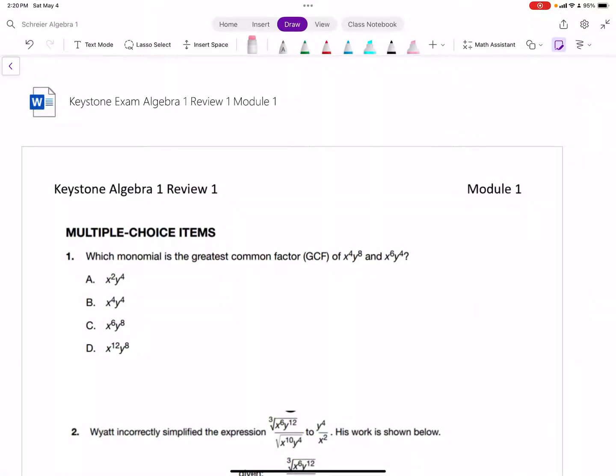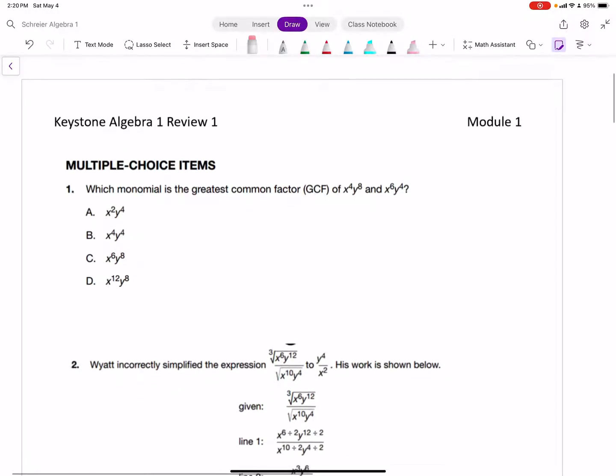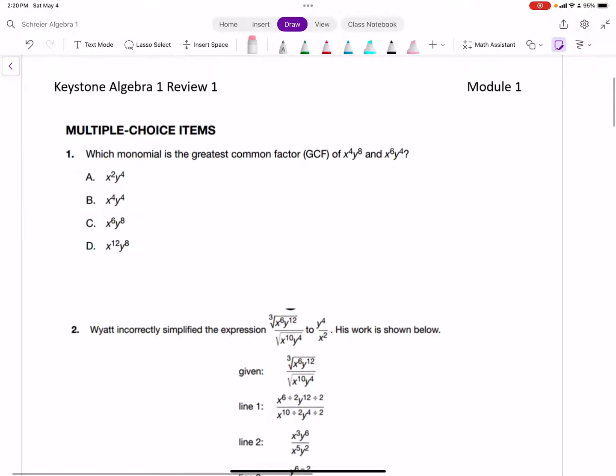Okay, this is Ms. Schreier, and this is your Keystone exam review. We're going to do 4 days of review, and this is the first day of review. So this is review 1, and this is module 1. These are questions that are released by the Keystone exam administrators for student use and for teacher use. Let's look at these multiple choice items.